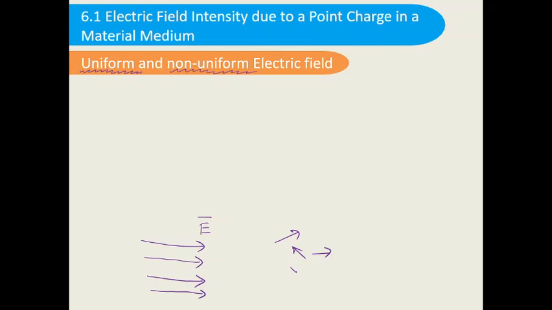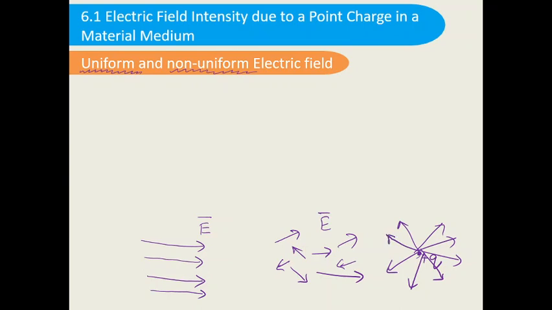it can be in random directions like this. Whatever may be the magnitude, whatever may be the direction, this is called a non-uniform electric field. Suppose this is a plus Q charge, this is the electric field which it is emitting. When we consider a distance very near to the charge, the electric field values are strong. And as we go away from the charge, the electric field values are getting decreased. So this is again a non-uniform electric field.